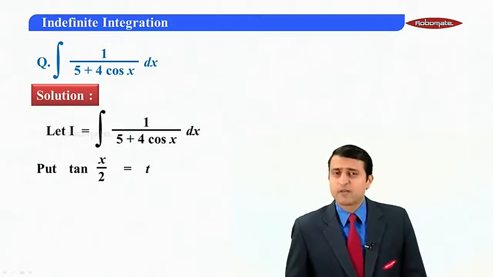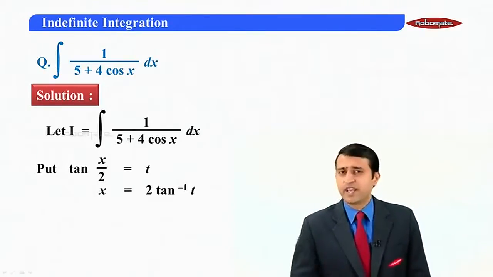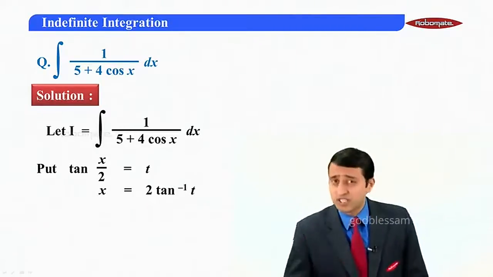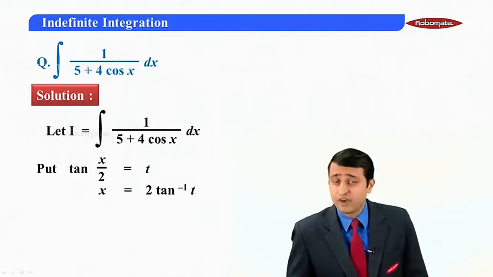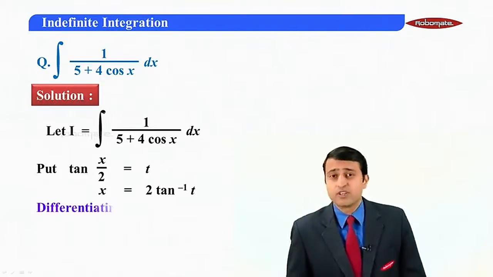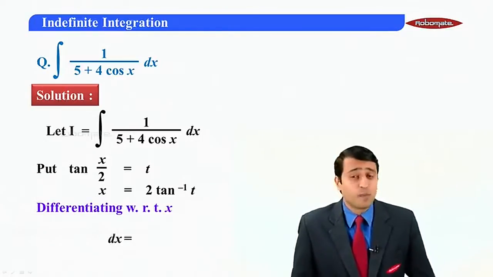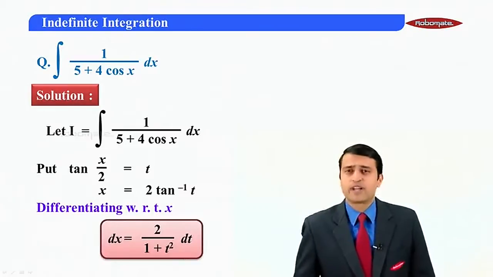So if tan of x by 2 is t, can I say x is equal to twice of tan inverse t? Very correct. We need to get the value of dx. We need to get the value of cos x in terms of t. So let us first find the value of dx in terms of dt. So differentiating with respect to x, we can say dx is equal to 2 upon 1 plus t square dt. Is that okay? I will require this value.